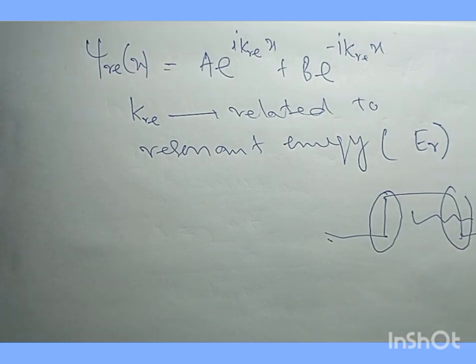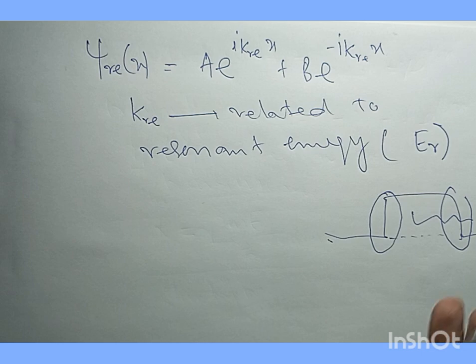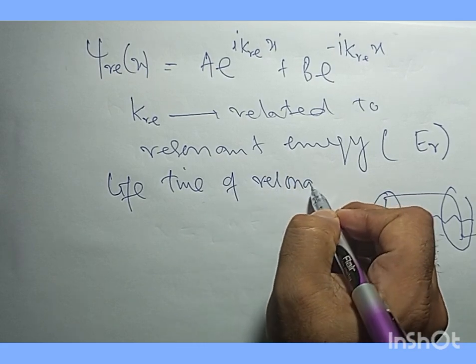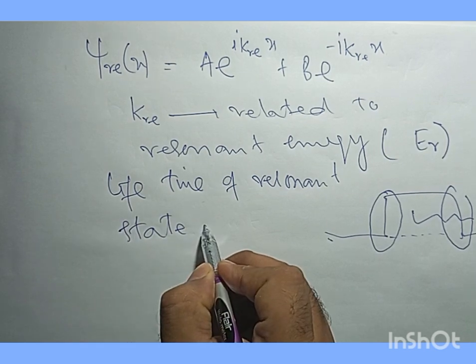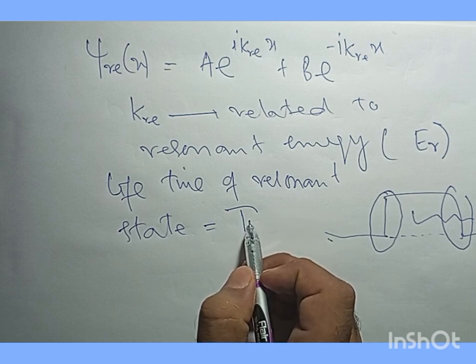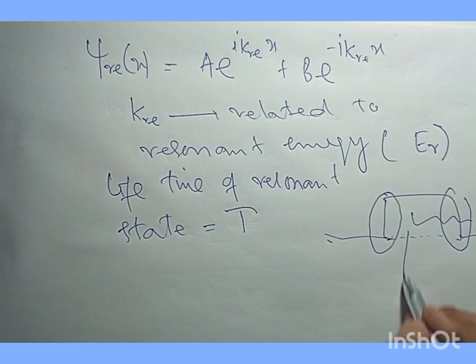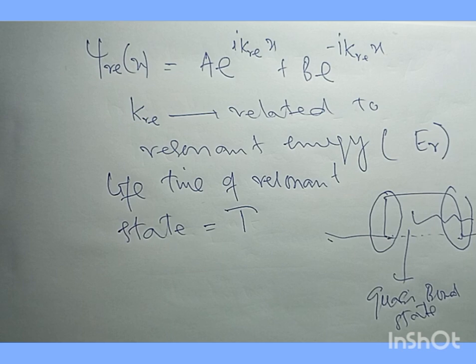Another important thing in the same context is the width. Now, the wave we have in this forbidden region and the lifetime of this resonant state, if I assume that lifetime is tau, this tau is related to the time it takes for this quasi bound state. So this is my quasi bound state.